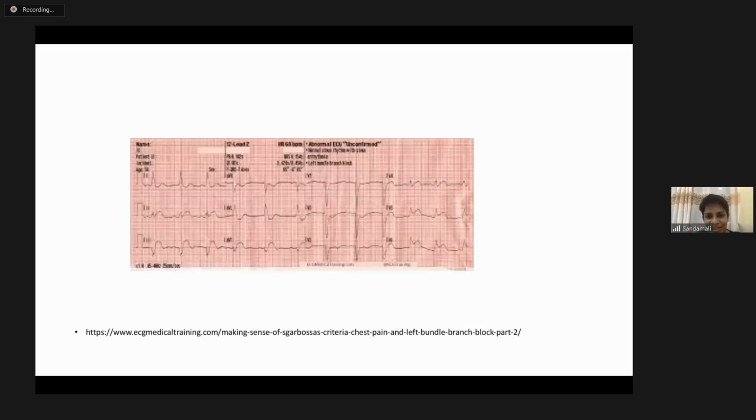I'm not sure whether you can see this ECG. I'm really sorry, I got this from a website.